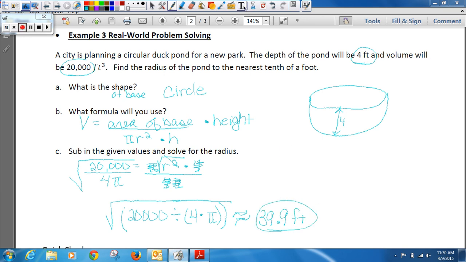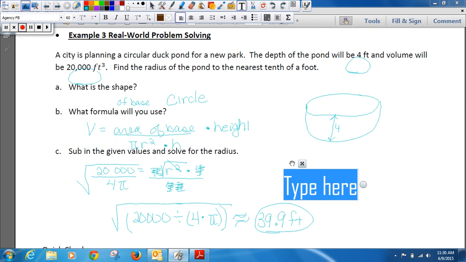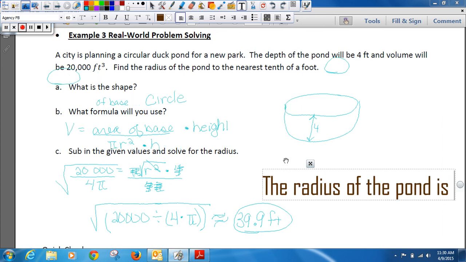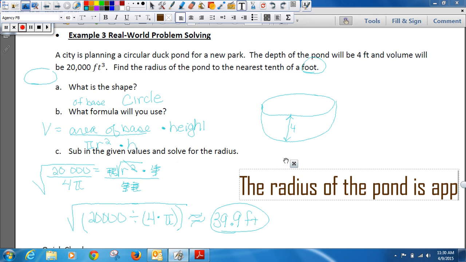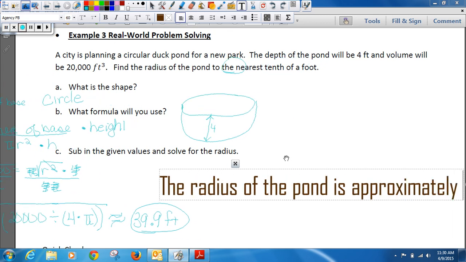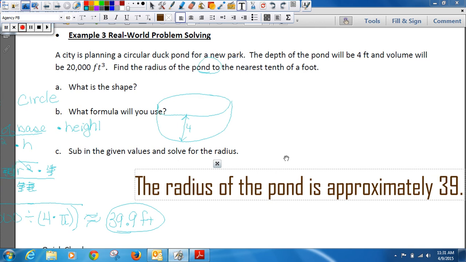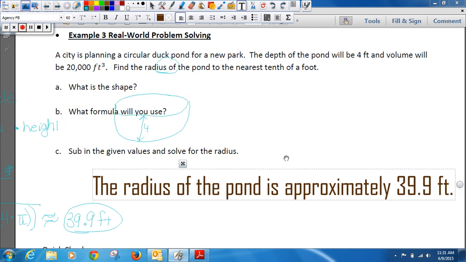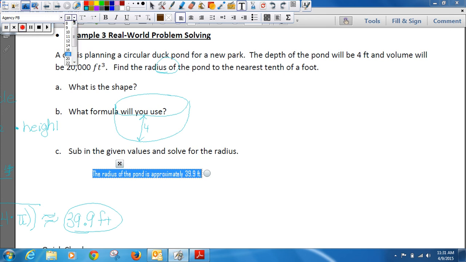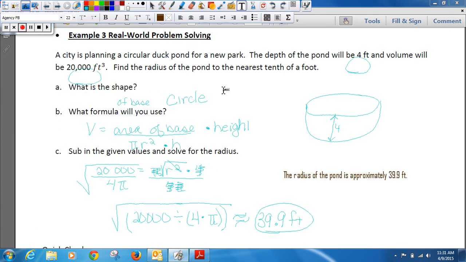And since that was a story problem, I should write my answer in statement form. So it asks for the radius of the pond. The radius of the pond is approximately 39.9 feet. Let me make that smaller so that we can see everything. And there we go. And that is your final answer.